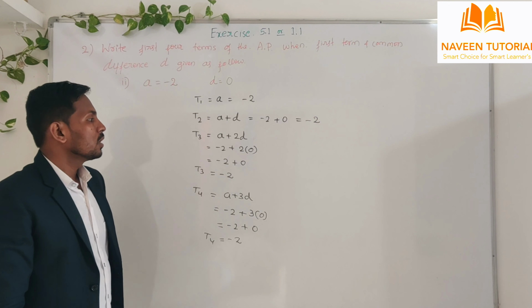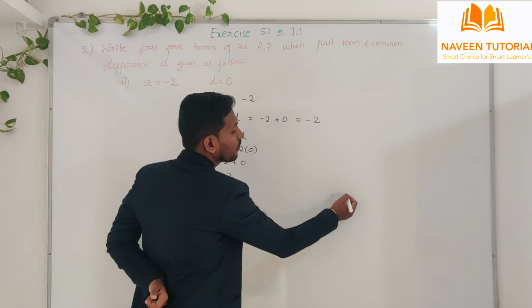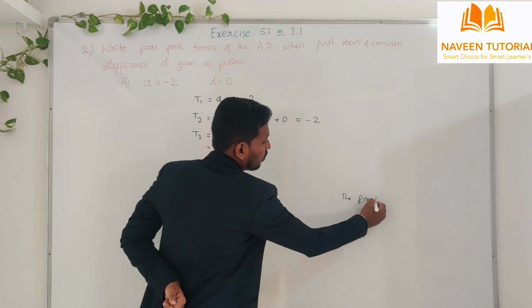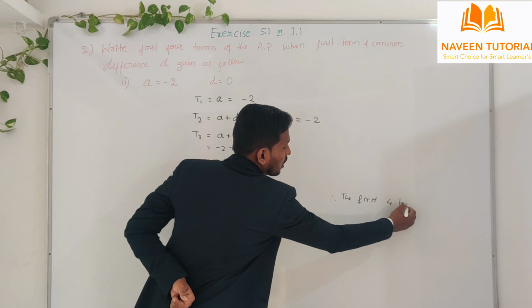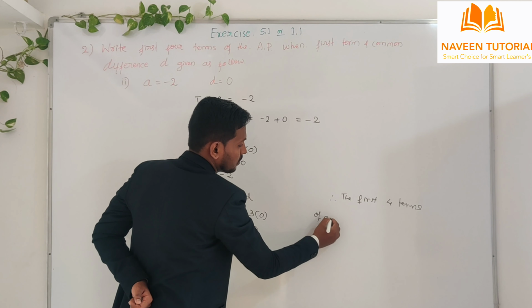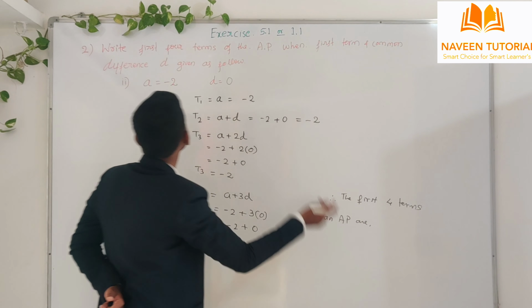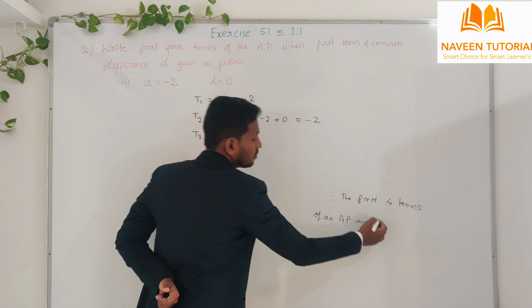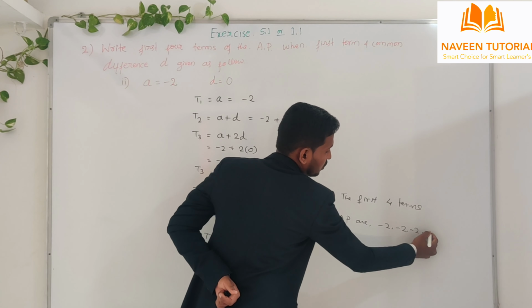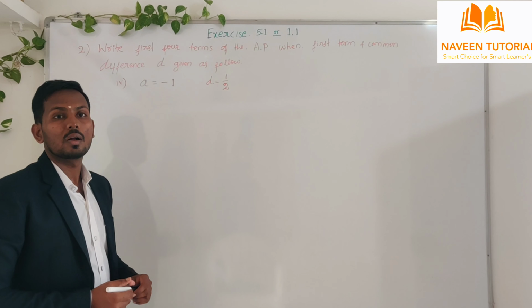Therefore the first four terms of the AP are minus 2, minus 2, minus 2, minus 2 and so on.